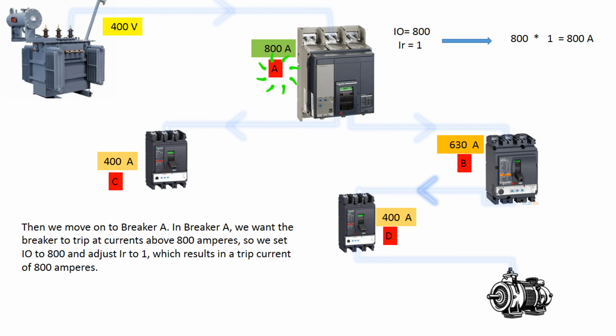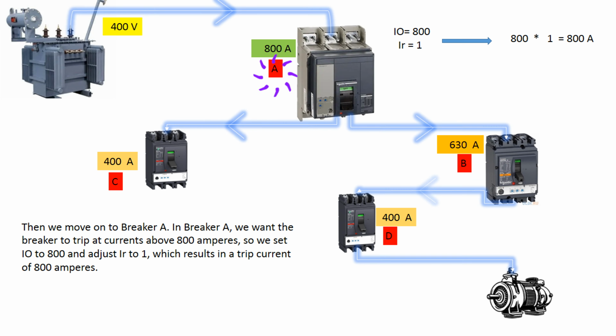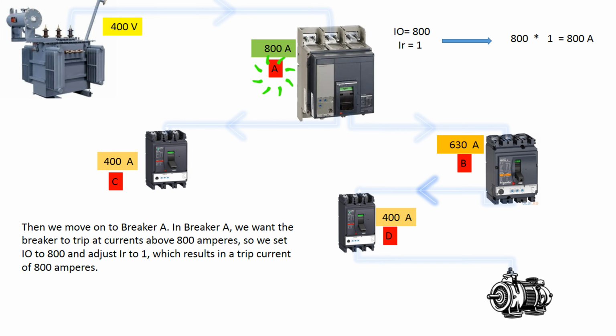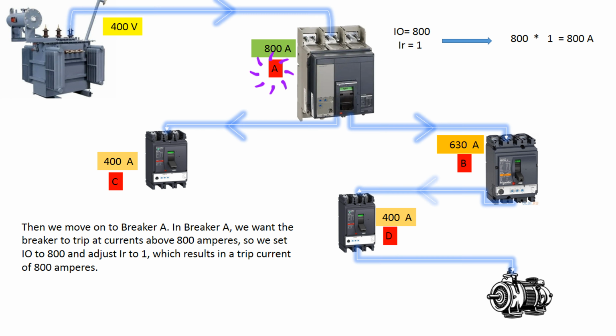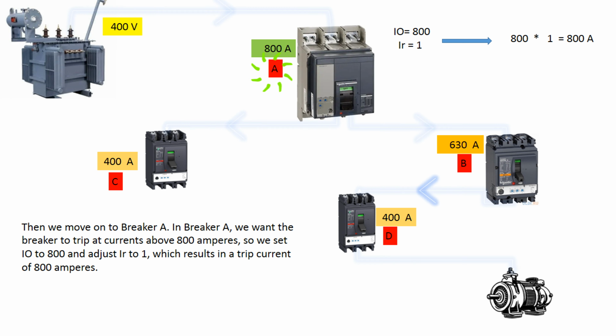Alright. Then we move on to breaker A. In breaker A, we want the breaker to trip at currents above 800 amperes. So, we set I/O to 800. And we adjust IR to 1, which results in a trip current of 800 amperes.